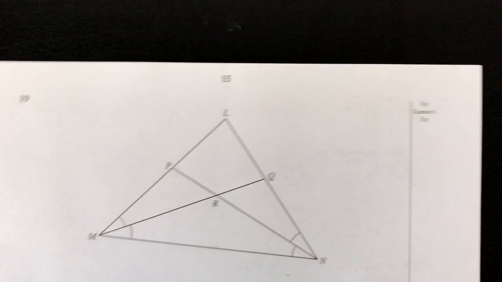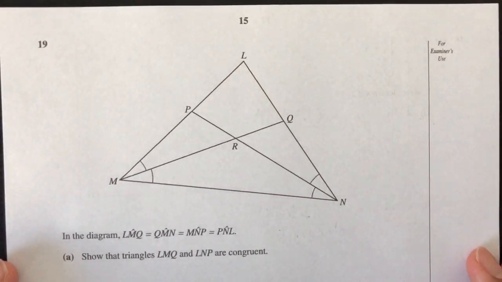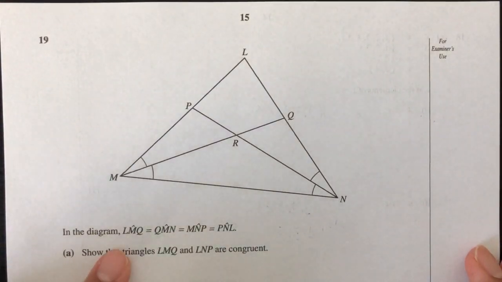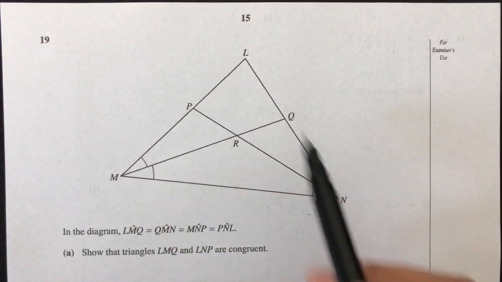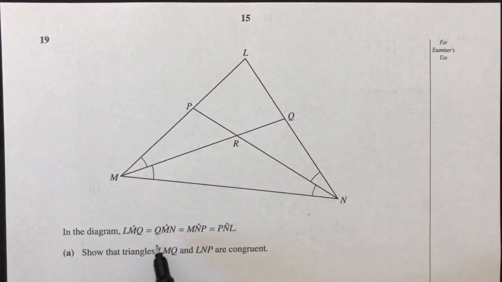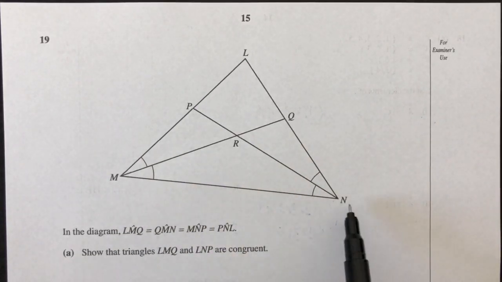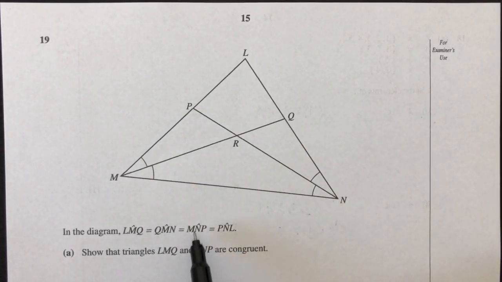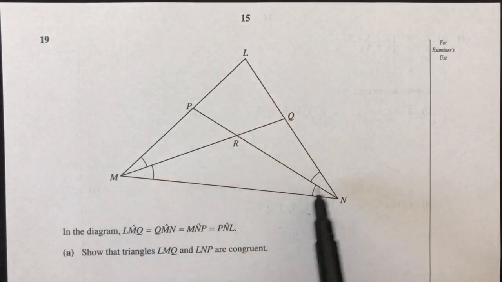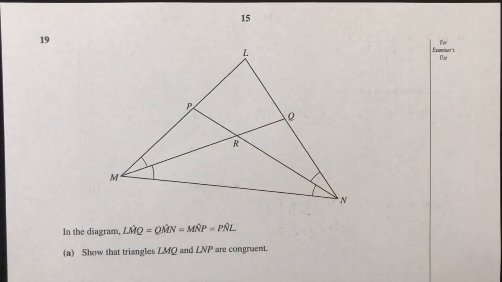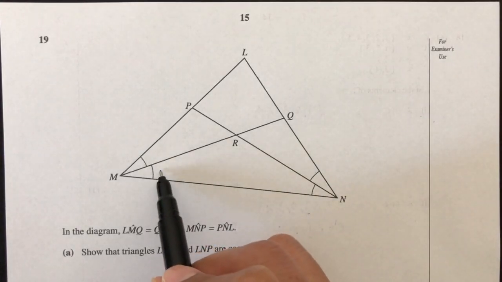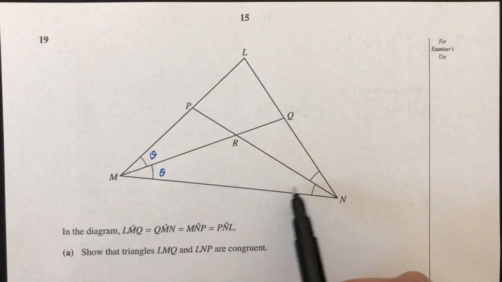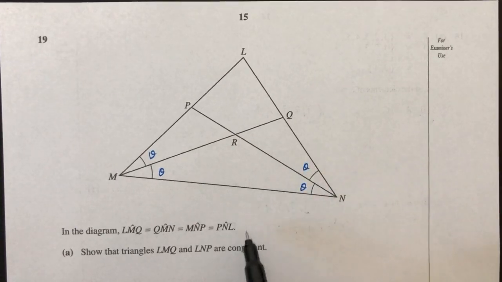Okay, let's move on to question number 19. So here we have L, M, and Q. So this is the angle LMQ equal to QMN, and then equal to MNP, and L. So all these angles are the same. So what we can do is let's first call them theta, theta, theta. So let them be theta, right?